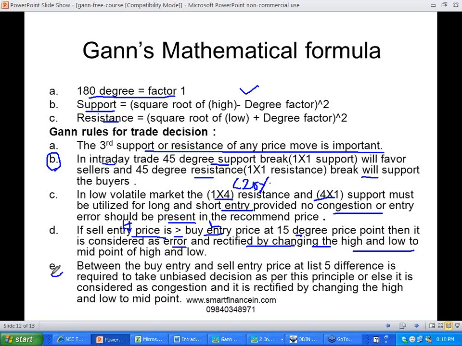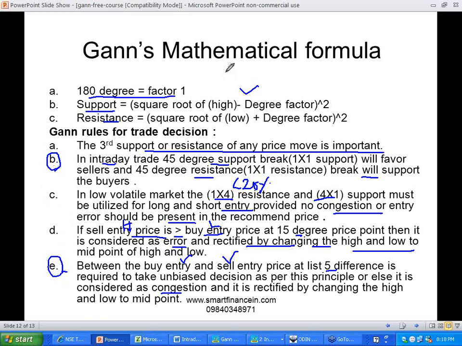Then the second part, the last part: between the buy entry and the sell entry, there must be a 5-point difference, a 5 rupee difference, $5 difference, or 5 units of price difference. Then only you can say this is a perfect buy and sell entry, or else this is considered congestion and this must be avoided, or you give some more time, let a new high and new low be created, then you should initiate. So these are broadly the 5 rules. It has further rules also, but these are the 5 very important rules.